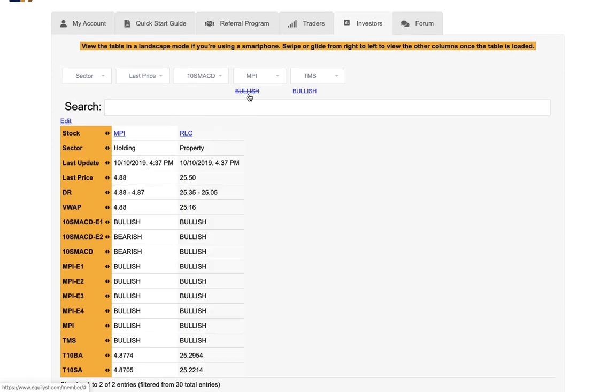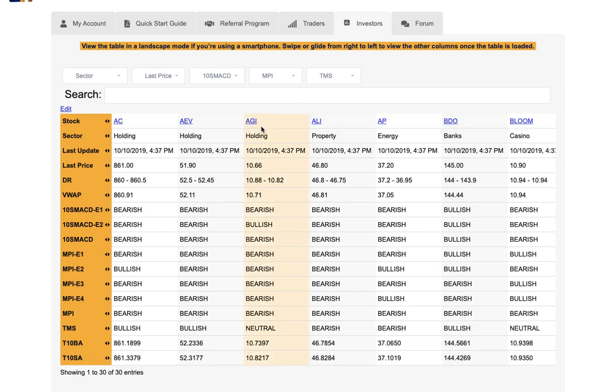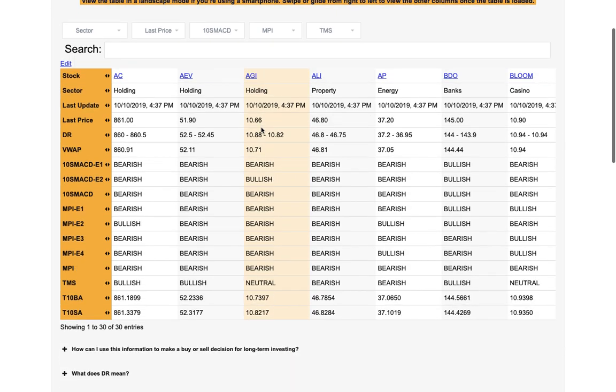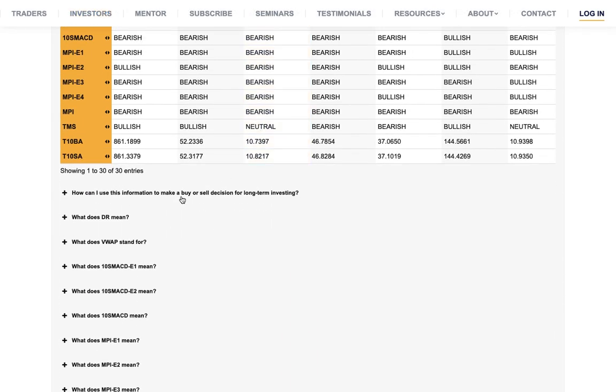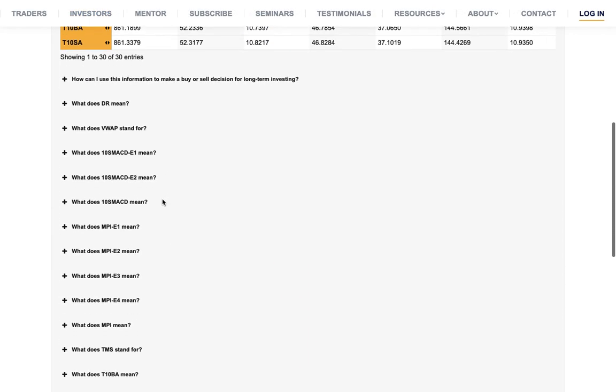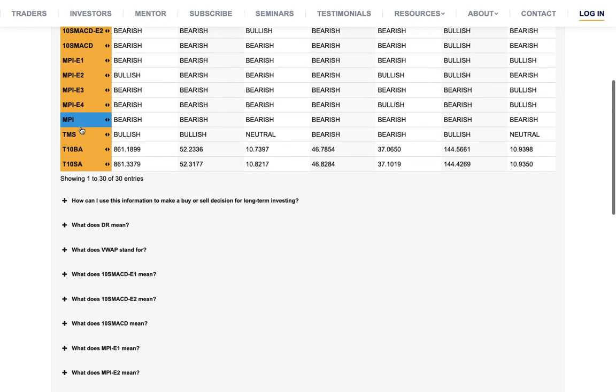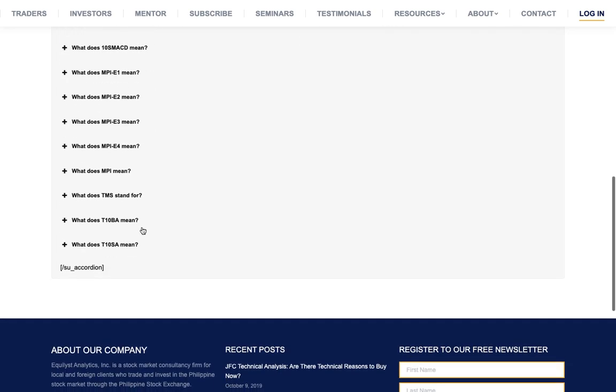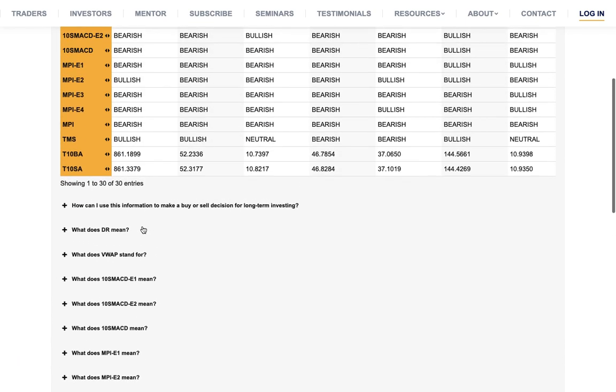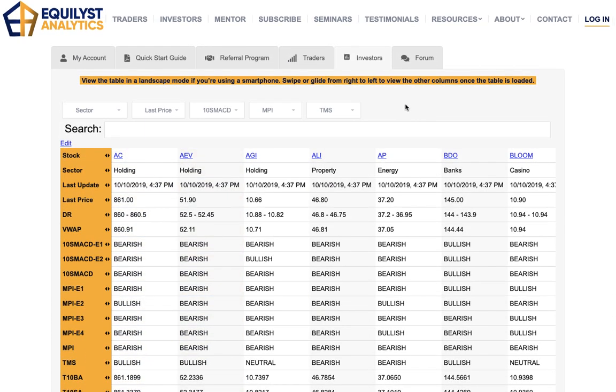Now, if you'd like to know what SMA means, what MPI means, just click on these accordions at the bottom. I have explained or described each of these acronyms. All right? So that's the latest development on our investment guide for long-term investors.